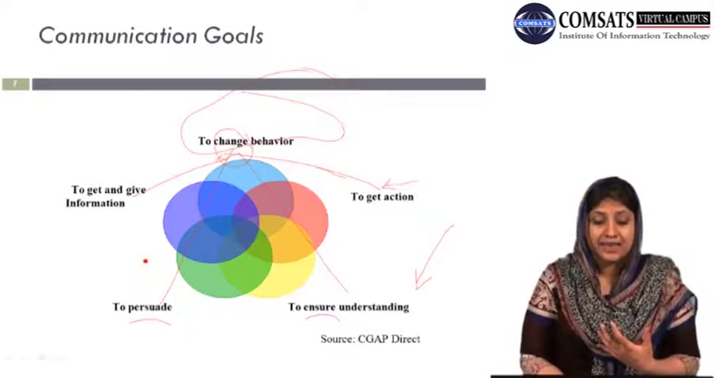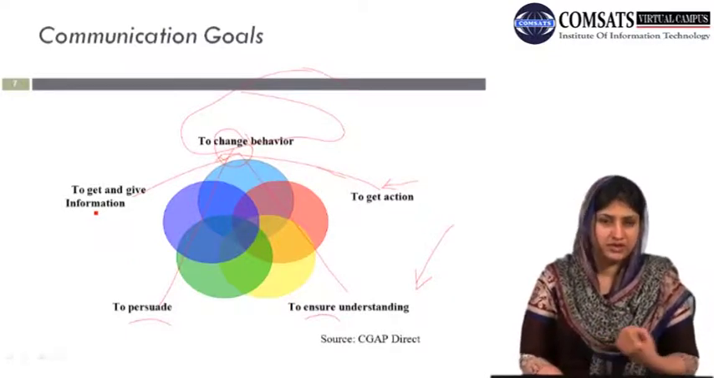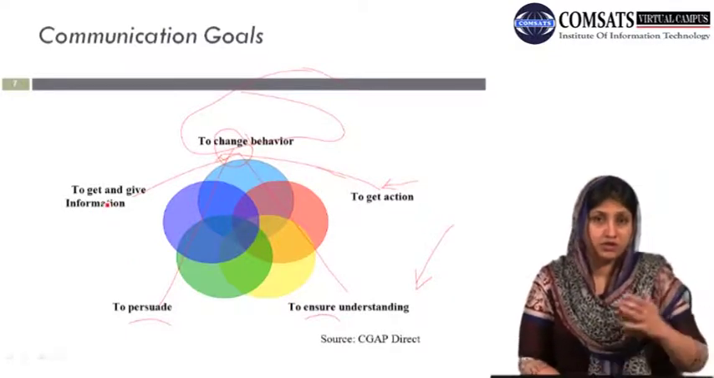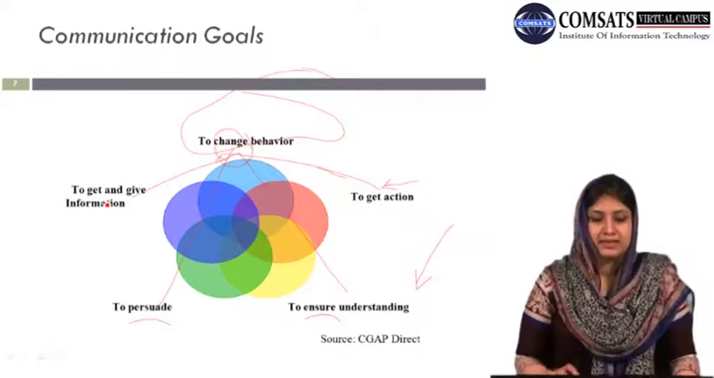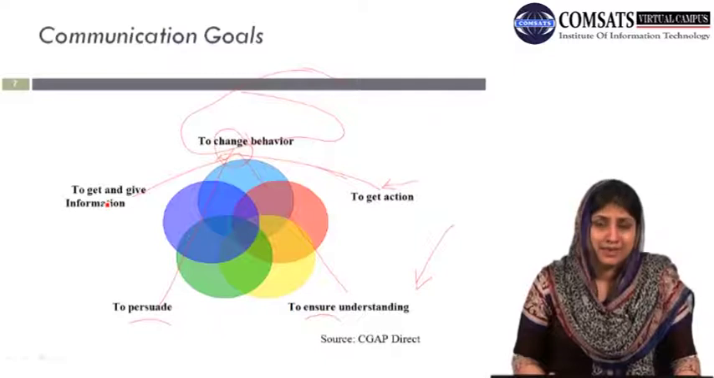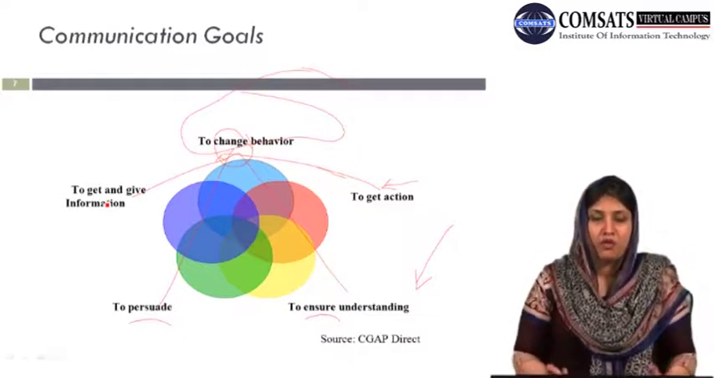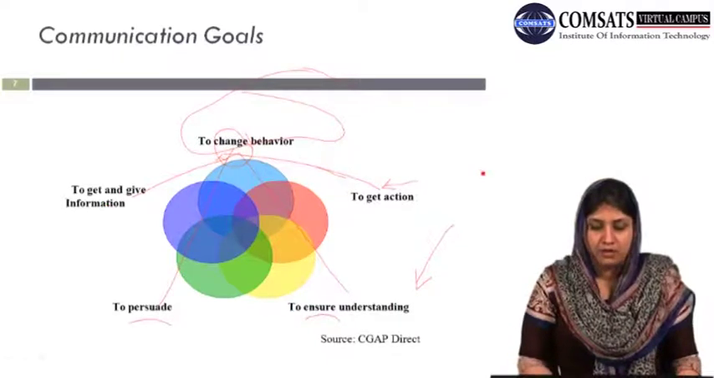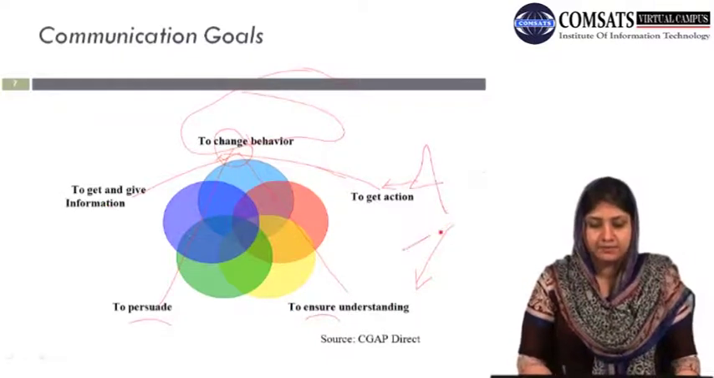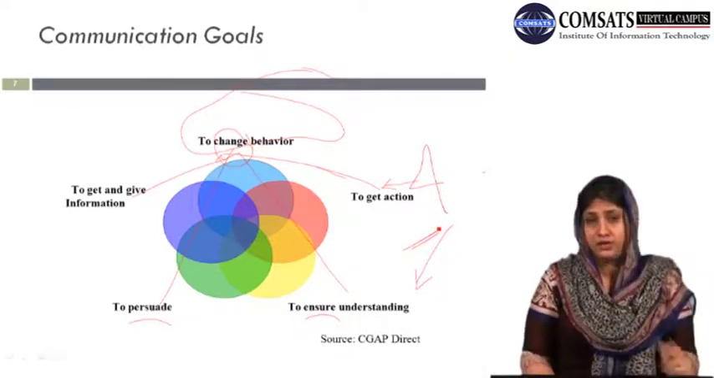Then, to get and give information. When you get information, there is a change. When you give information, you cause a change. So basically, the goal of communication is causing some kind of change. Now this change can be of these four basic categories. Though they can be many in number, these are the four basic categories we are going to talk about.